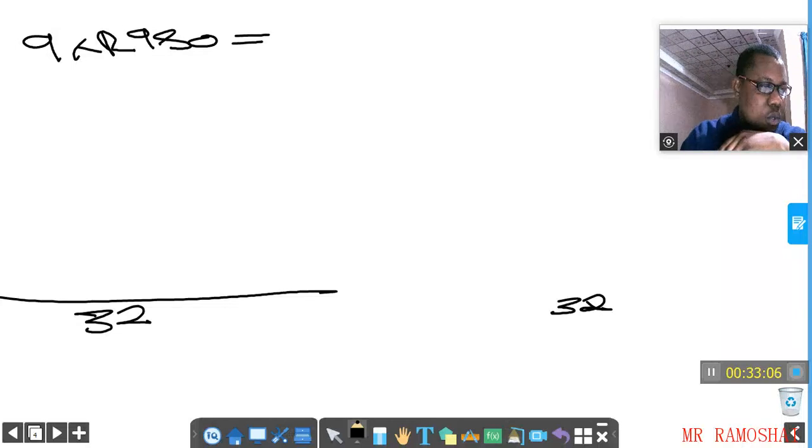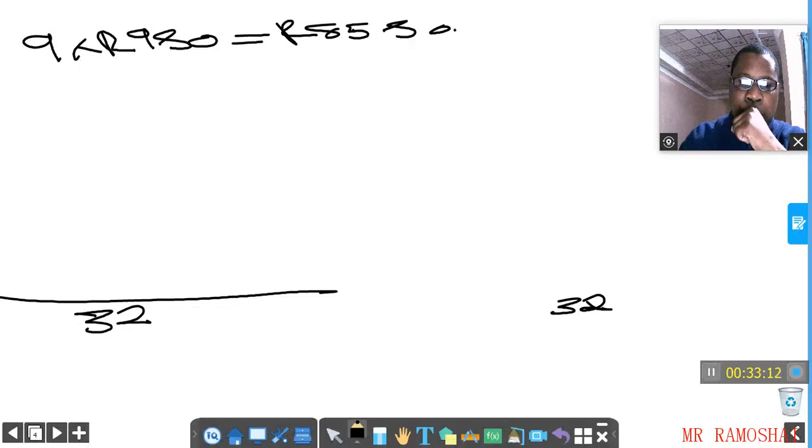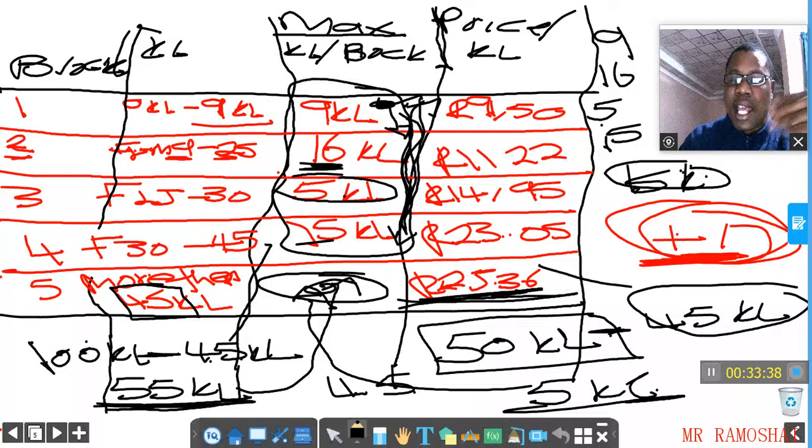9 multiplied by 9,50 is, as we did, 85,50. Now we minus 9 from 32. We are left with 23. We have distributed 9 out of 32, so we are left with 23 units to distribute between those blocks. We have consumed block number 1, all of it. Now we go to block number 2, which allows us to distribute 16 kiloliters.